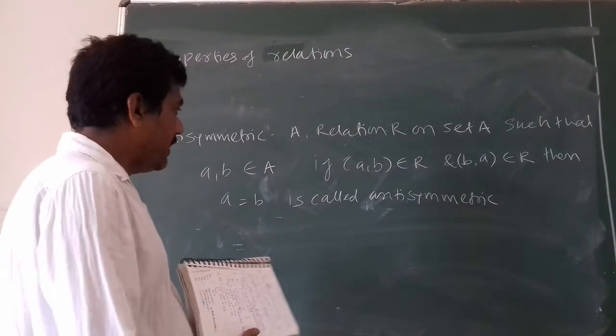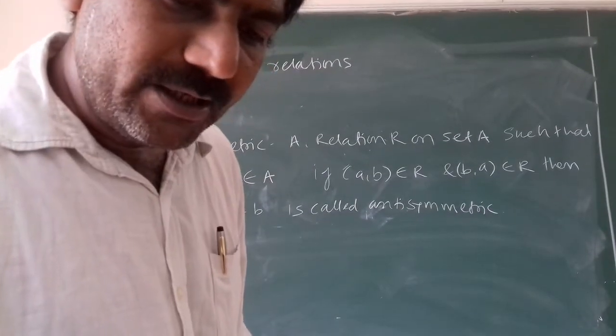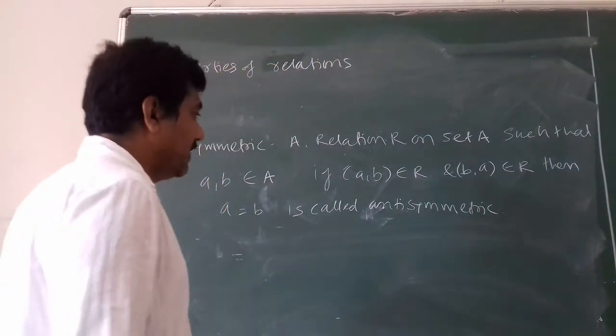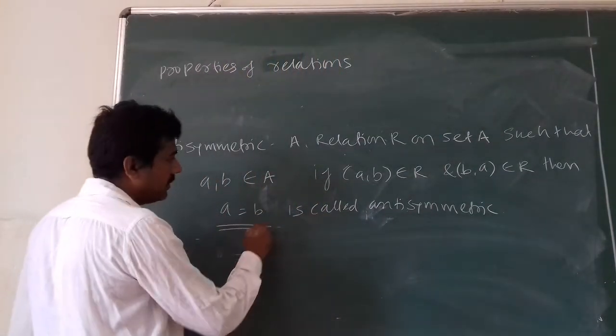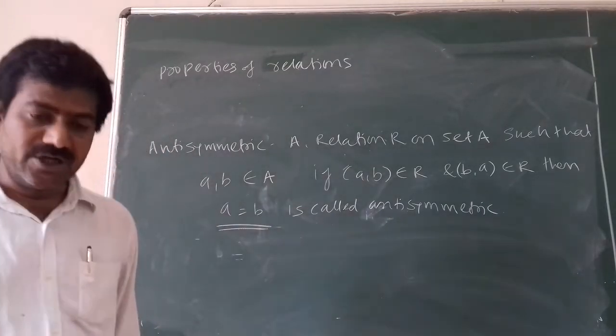Okay. So if (A,B) and (B,A) are there in relation R, but the case is that A is equal to B, that is the same elements are there, which means it is showing the reflexivity, then we call that relation an anti-symmetric relation.